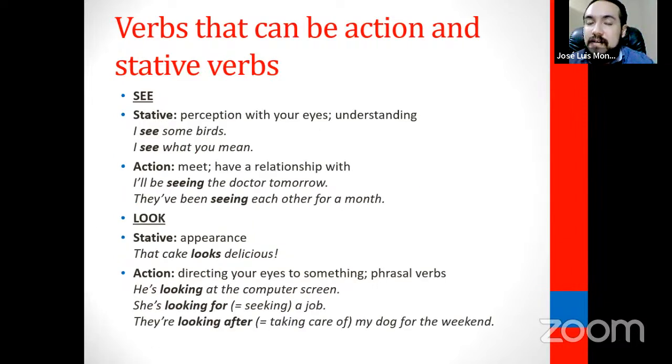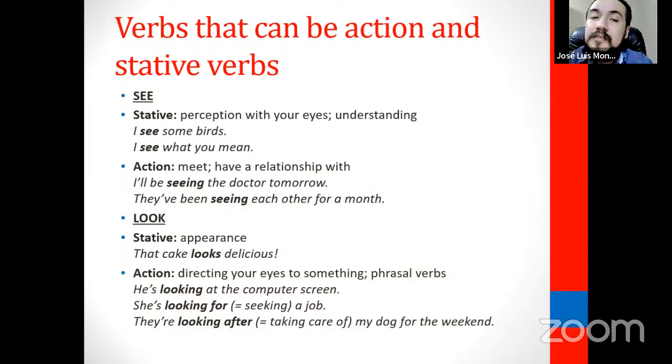Then you have see, stative, right? Perception with your eyes, understanding. I see some birds. I see what you mean. So when it's perception with your eyes, I see some birds. Or understanding, I see what you mean. I understand what you mean is a state. Okay, because it's not action, it's what you perceive. You don't do that actively. You receive that information through your eyes. And understand, I understand, or I don't understand, right? You don't say I'm understanding this, or I'm not understanding, or I'm seeing what you mean. I'm not seeing what you mean. No, I see what you mean, I don't see what you mean. I see some birds, or I don't see some birds. A state, right? It's a state, not an action.